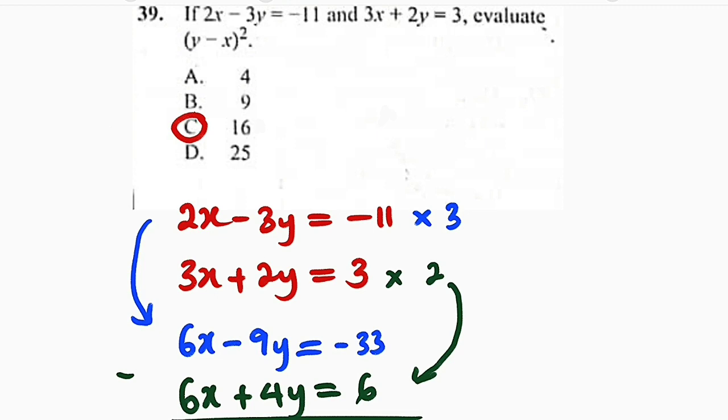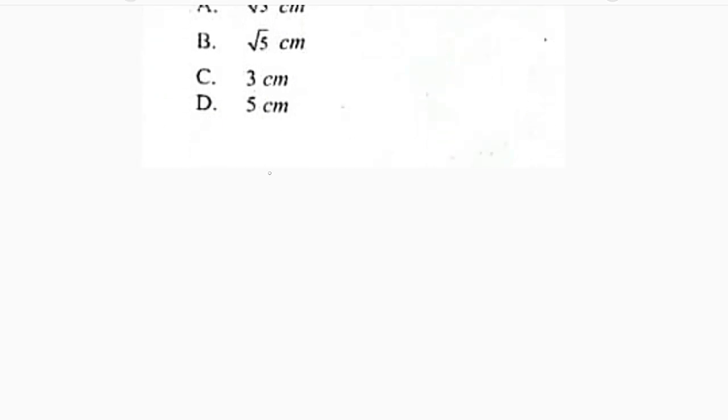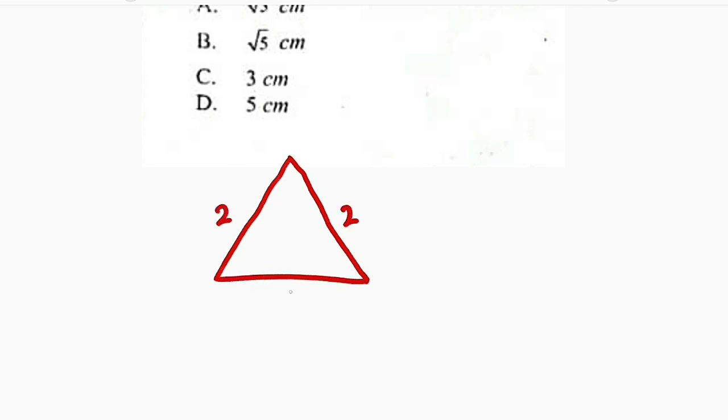And the last question for the day, which is question number 40. All right, question number 40 reads, an equilateral triangle has side 2 cm. You know, all the sides are equal. We are asked to calculate the height of that triangle. All right, let us sketch it, something like this. Okay, if this is 2, this is 2, this must be 2.